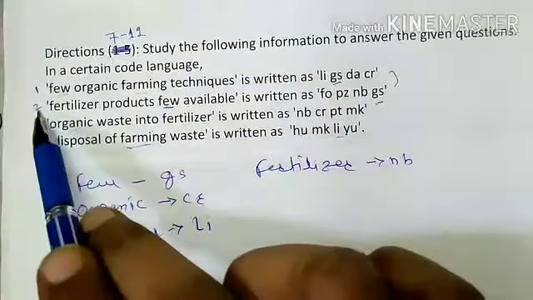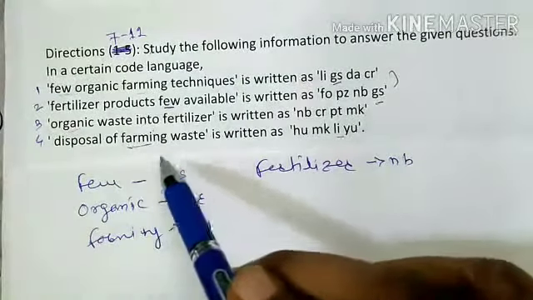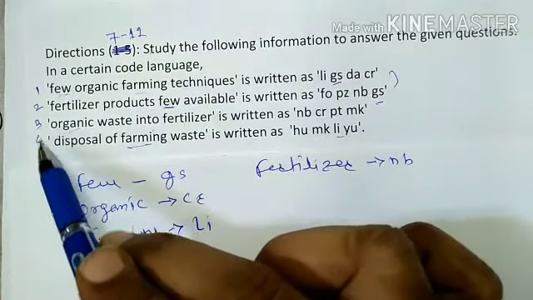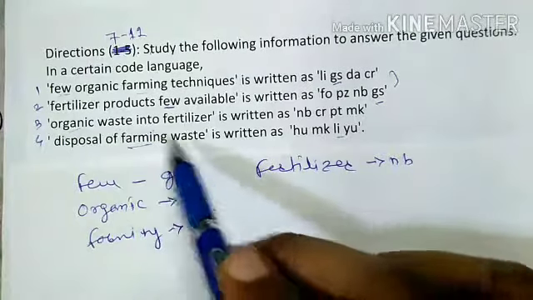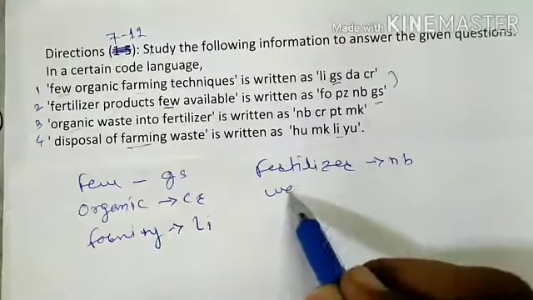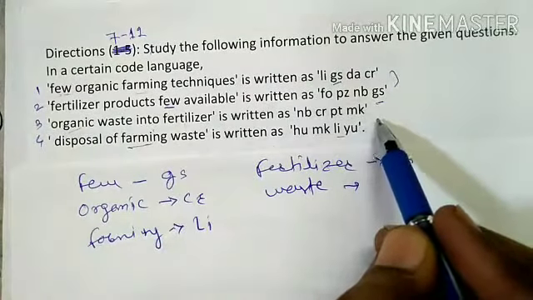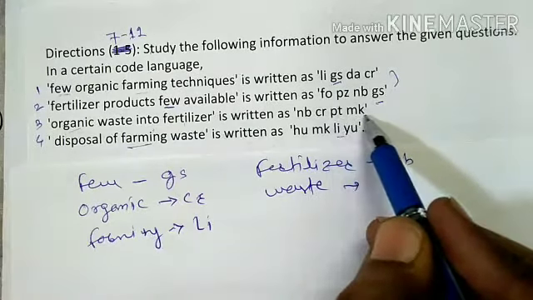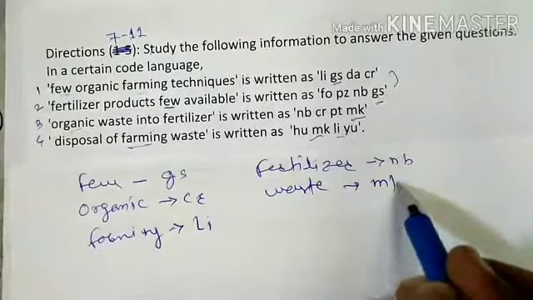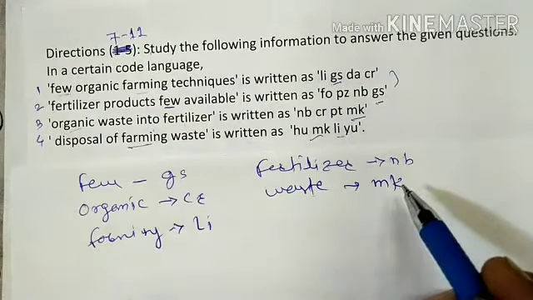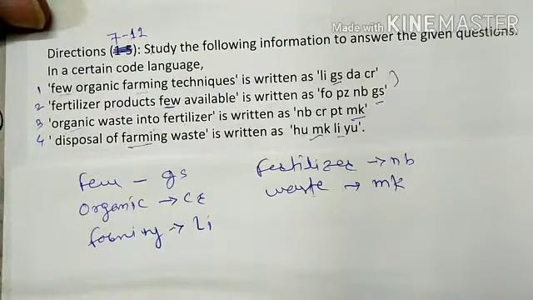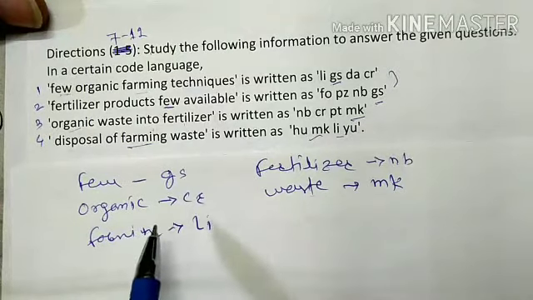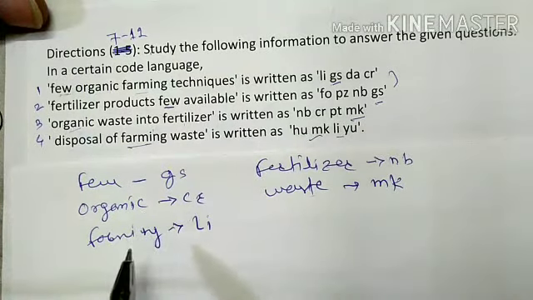Next is message 2 to 4. Nothing is common, so we will move on to message 3 to 4. In message 3 to 4, waste is common, and in the codes NBCRPT and MK, MK is common. So the code for waste is MK. After picking common words, we have got codes for 5 different words.